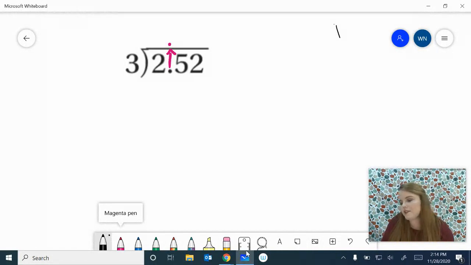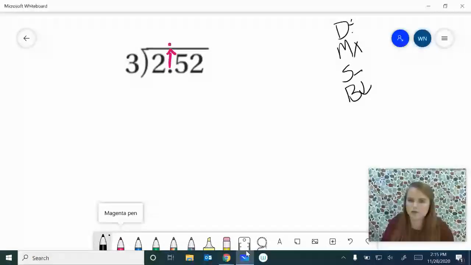2 divided by 3. Does McDonald's sell burgers? Divide, multiply, subtract, bring down. 2 can't be divided by 3, so I'm going to put my 0. You could put the 0 underneath, but I think we're past that, so I'm going to move on. 25 divided by 3. I know that's 8 times because if I count by 3s, 3 times 8 is 24, and then 3 times 9 is 27, so that doesn't fit. 8 times 3 is 24.